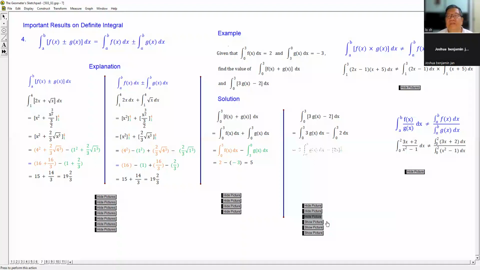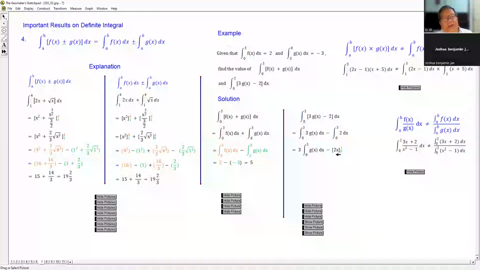Next step. Next step says that you can take out the 3. This is one of the results that we have learned earlier. The 3 can take out. 3, then integrate 0 to 3 gx dx. And this one is a number. Number you know how to integrate.